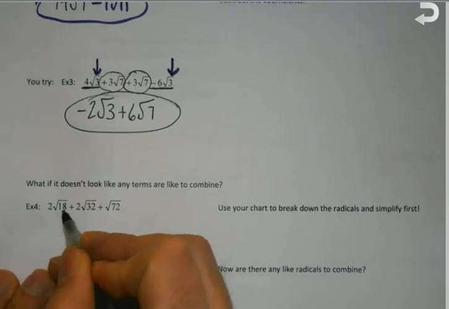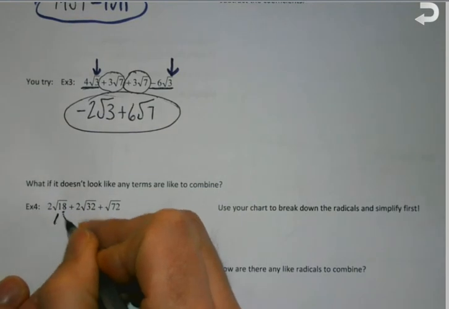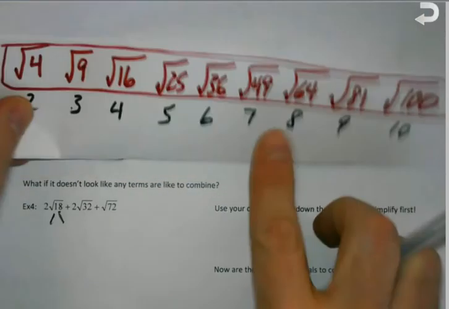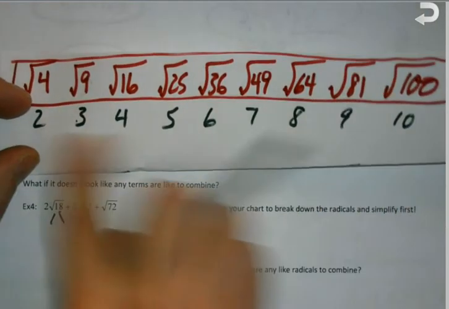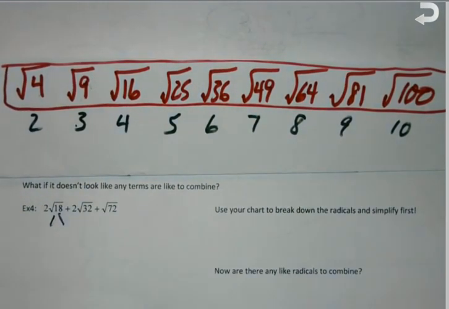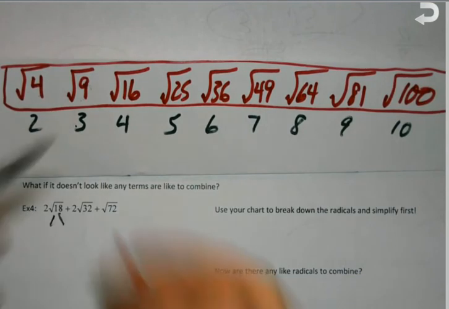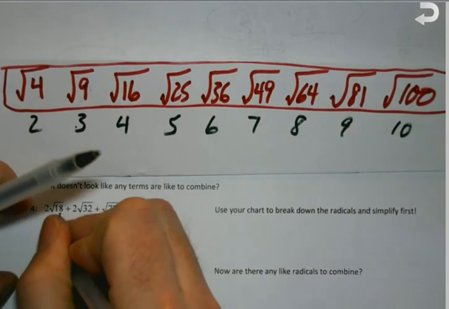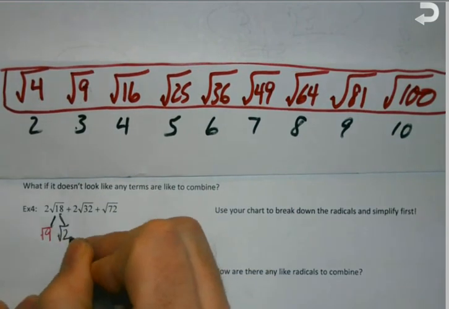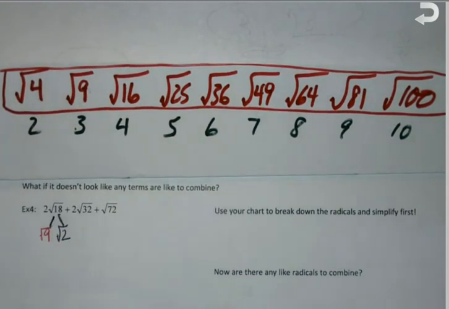So for right now, we're just looking at the square root. Forget about the 2. Think about our list that we had before. Let me see if I can get this all popped in here. There we go. So what's the largest number in my red radicals that goes into 18? 9 does. Okay, so I've got square root of 9. 9 times what gets me to 18? 2. So I'm going to break this radical down.